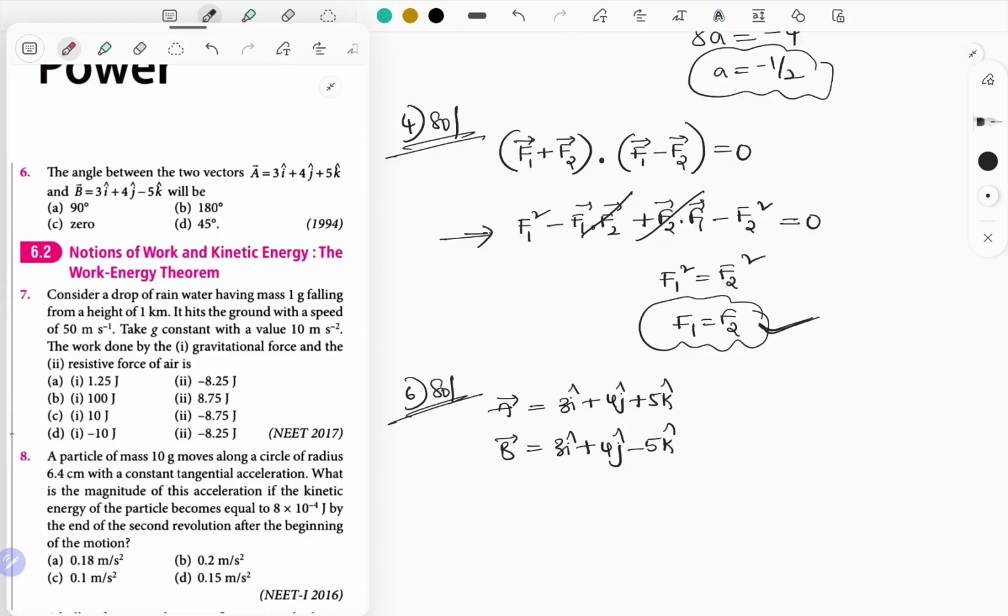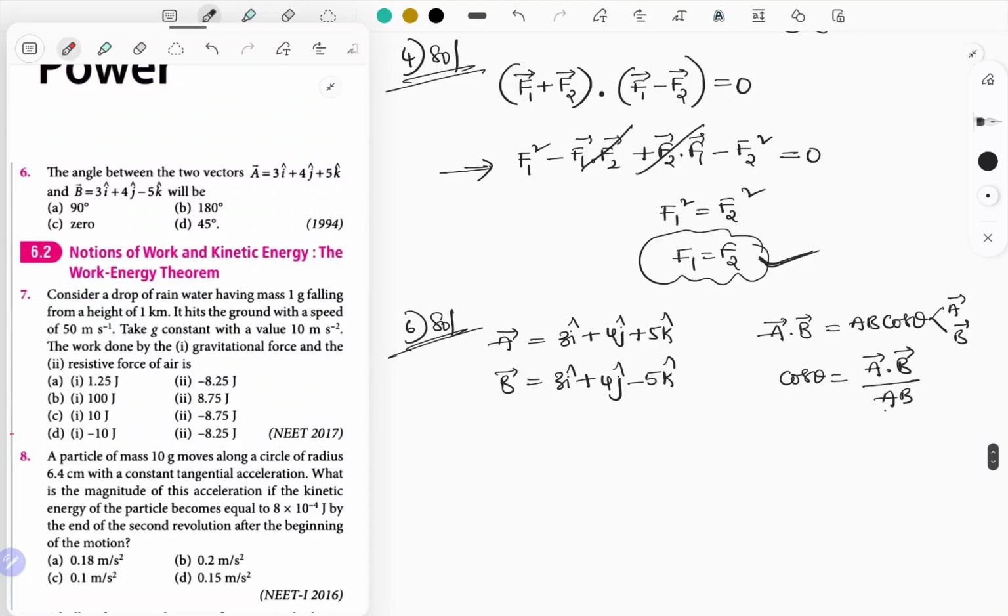How to find the angle between two vectors when the vectors are given? We know the dot product of two vectors, a bar dot b bar, is equal to ab cos theta, right? Theta here is the angle between a bar and b bar. This is what they are asking. From this, cos theta is equal to a bar dot b bar by ab. Here a and b simply represent their magnitudes. So let's use this formula.